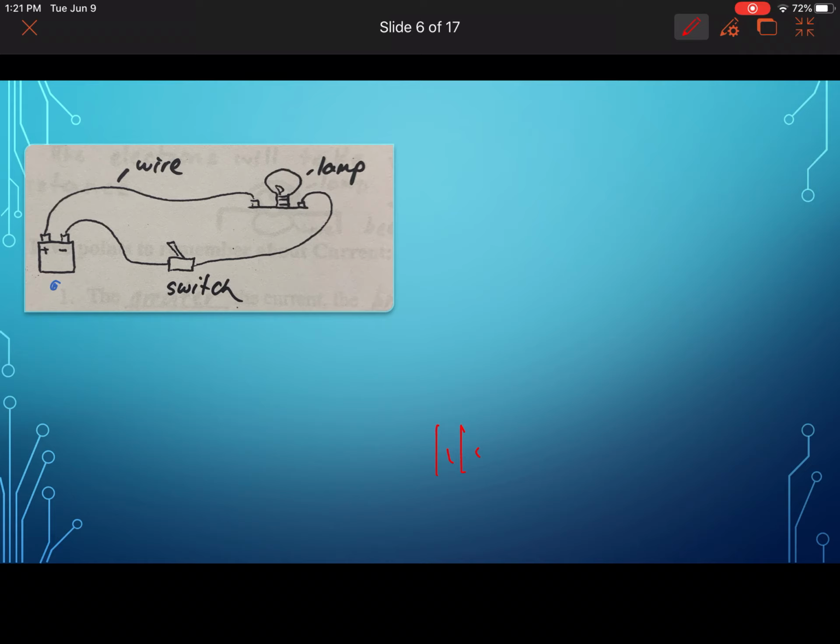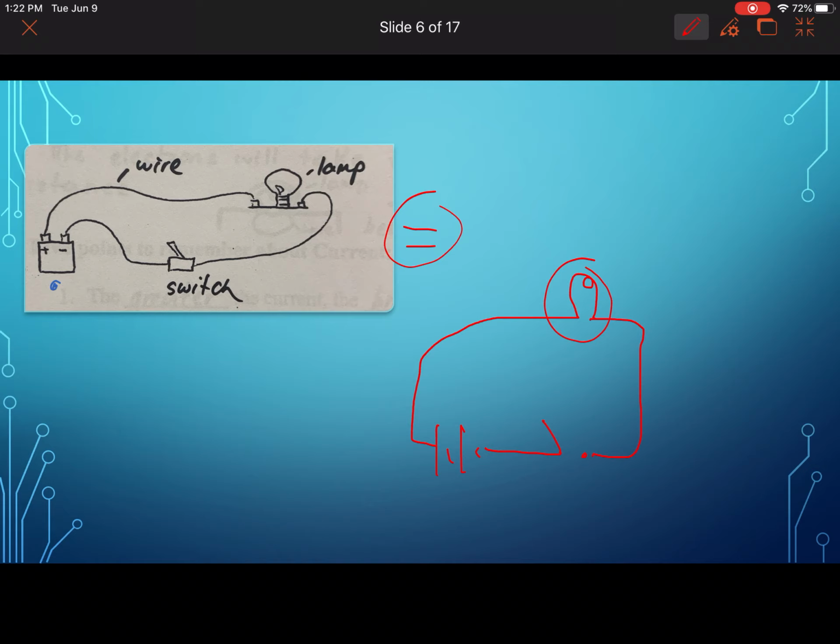Unless it tells you how many cells are in it, you just draw it with maybe 1, 2, 3, it doesn't matter. And then if we look here, it's going to come out the negative end, right? And then it's going to hit a switch. So right away, I have a switch. The switch goes to a lamp. So now I'm going to have a lamp here. And then it goes back. That's it. So these two diagrams are equal to each other here.